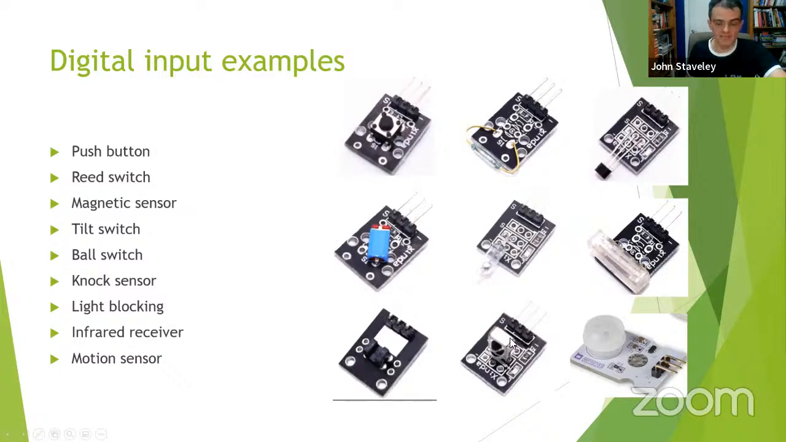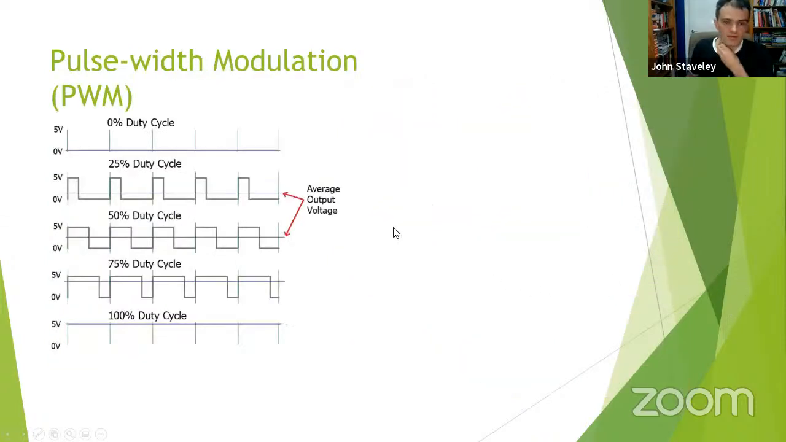And an infrared receiver to map to the infrared transmitter we saw on the previous slides. If you've got a motion sensor at home as part of a home security system, for instance, this is what will be in it, one of these motion sensors here, which detects body heat. Now on to pulse wave modulation.